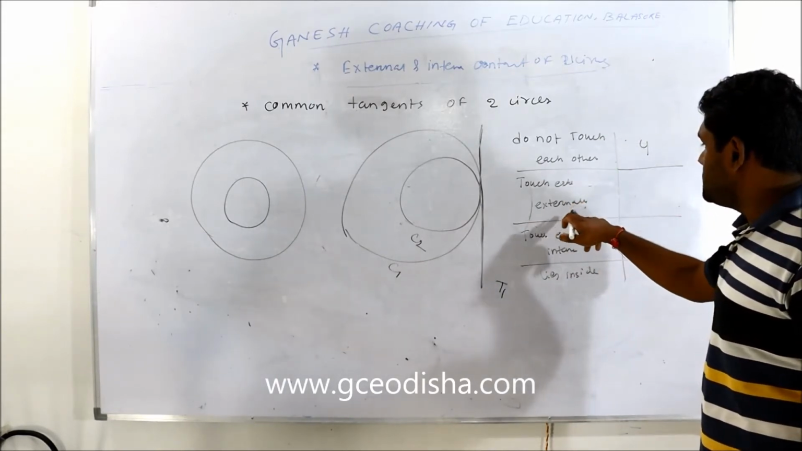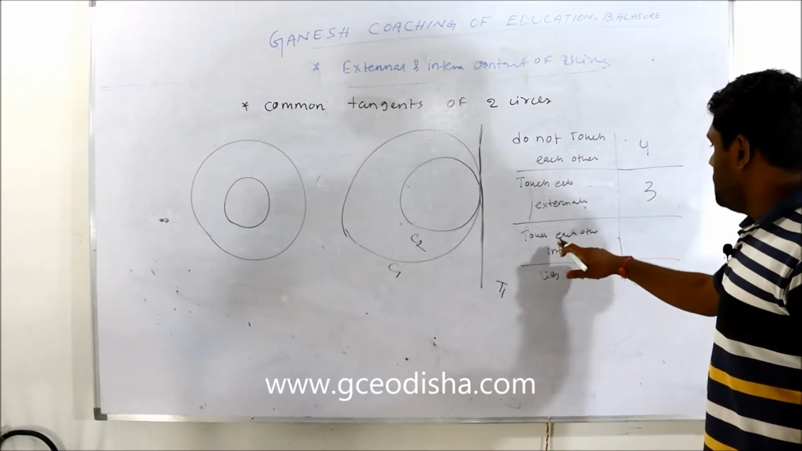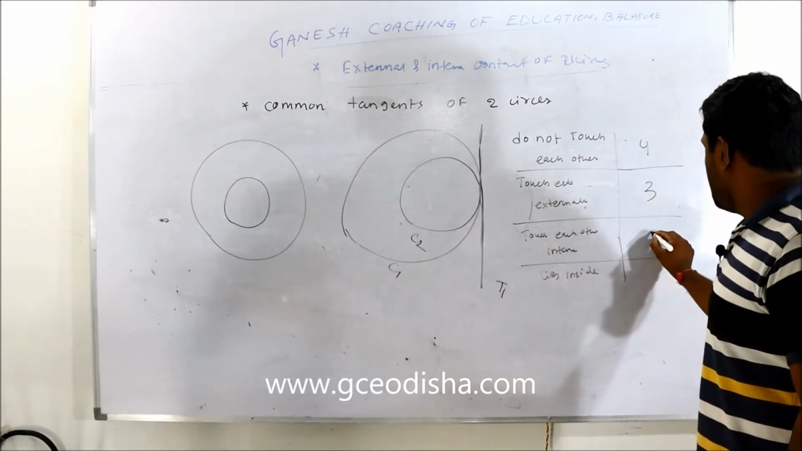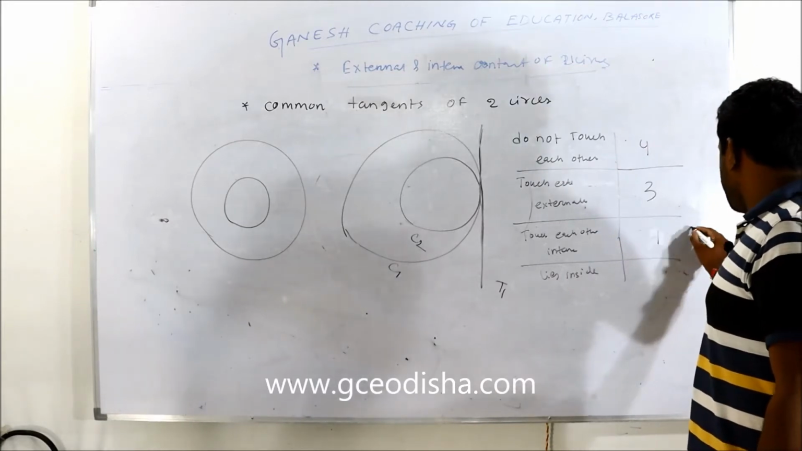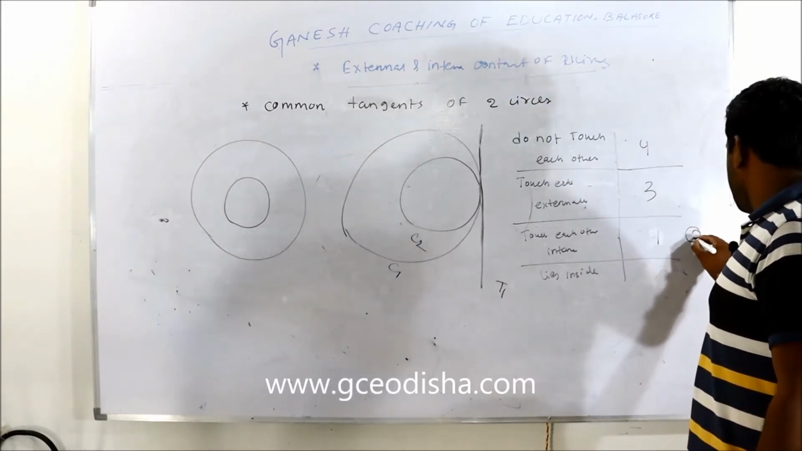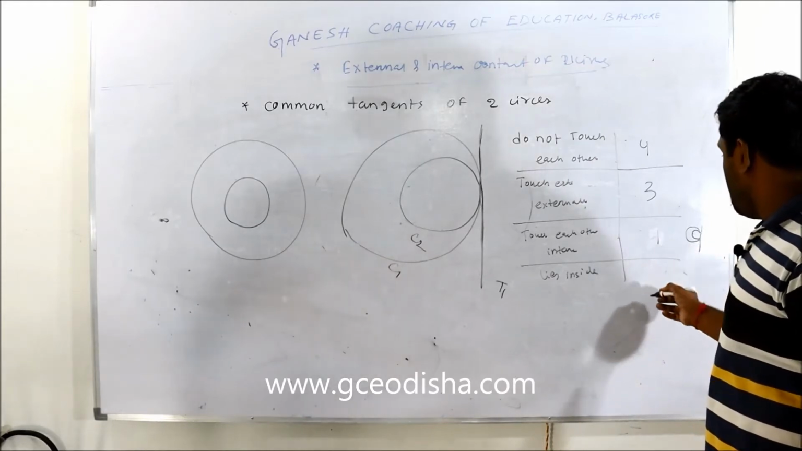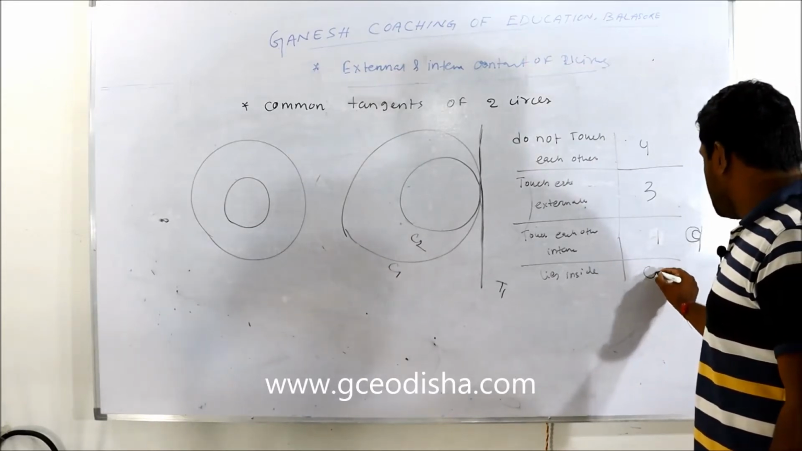When they touch each other externally, there are 3 common tangents. When they touch each other internally, there is 1 common tangent. When one lies inside the other, there are 0 common tangents.